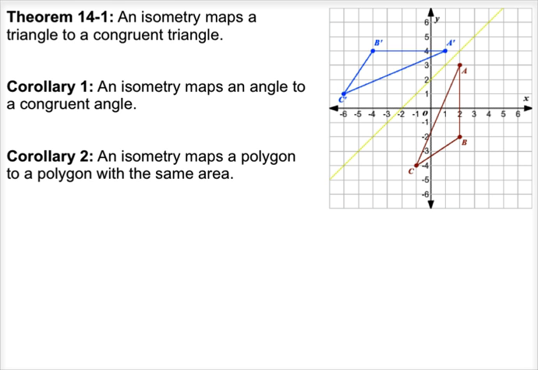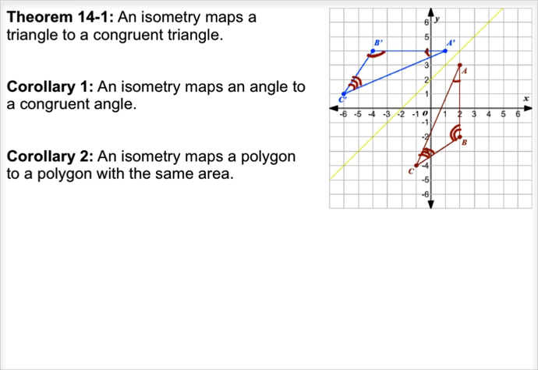Corollary 1, an isometry maps an angle to a congruent angle. So if I look over my diagram at the right, angle A is congruent to angle A prime, angle B is congruent to angle B prime, and angle C is going to be congruent to angle C prime.